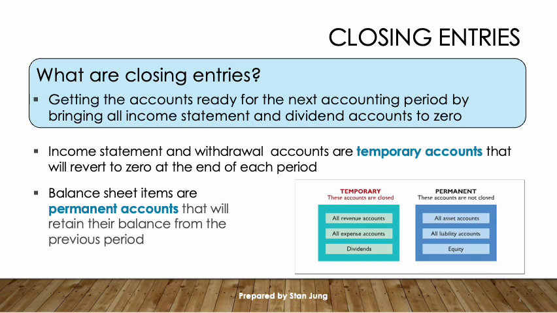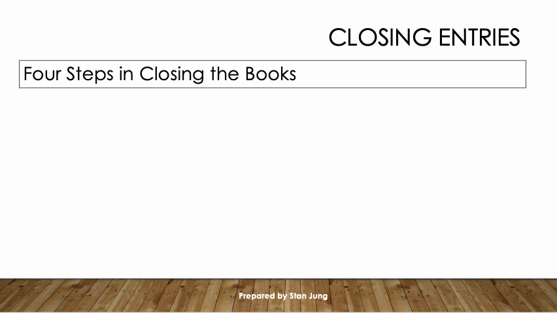And so just by way of a summary, temporary accounts: revenue, expense, and dividends, and then permanent accounts: all assets, liabilities, and equities. So the balance sheet stays, the income statement is reverted to zero at the end of each period. There are 4 steps to closing the accounts or the books, and I'm going to go through them one by one. I'm going to use the example of Smart Computers Inc. that I introduced to you earlier on in the video lessons.